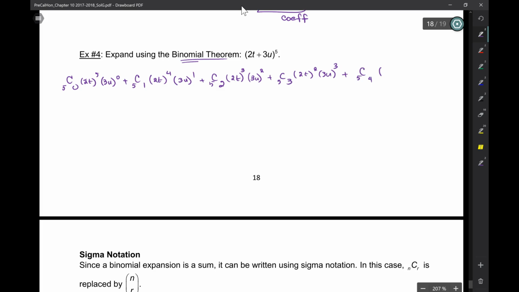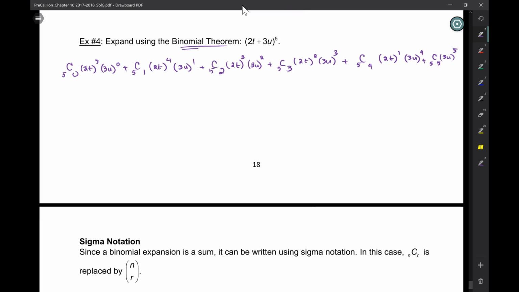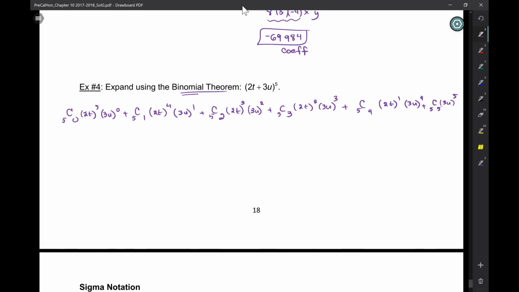C5, 4, 2t to the 1, 3u to the 4, and then you always run out of room for these. It's 2t to the 0, I'm not going to write that one, and then 3u to the 5, okay? Yeah? Cool, right? Okay. So, now, what to put in your calculator and what not.